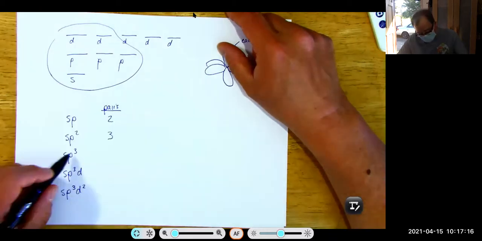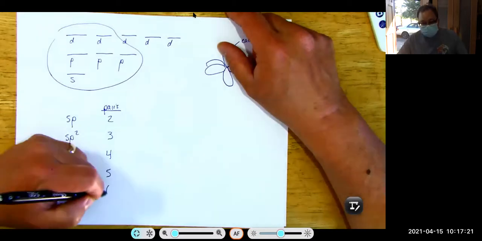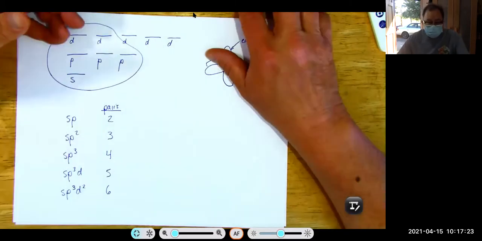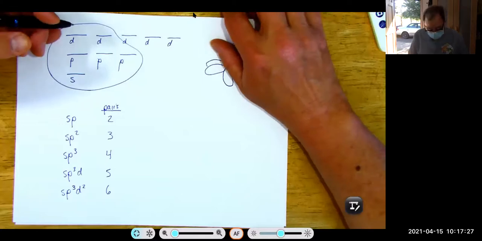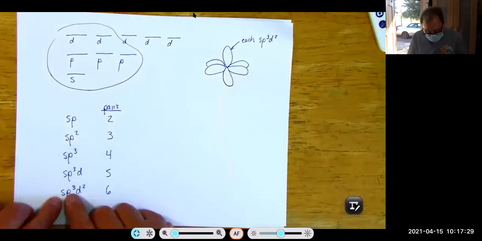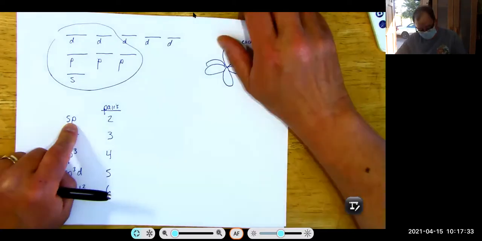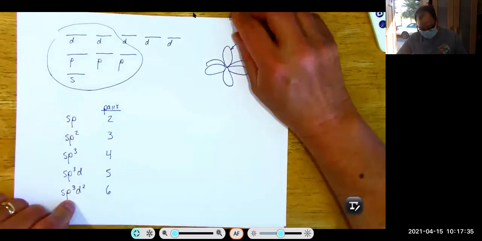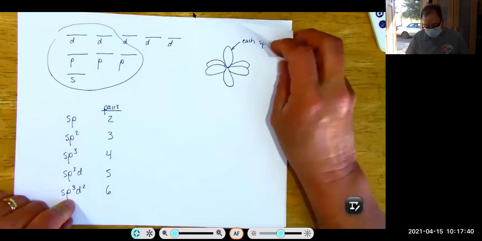One s and 3 p's, that's 4. So the hybridization tells you how many pairs you're looking for if you count the superscripts. Now, what's the superscript if you don't write it? 1. It's 1. So we can look at all sorts of molecules that we've seen before and decide the hybridization.